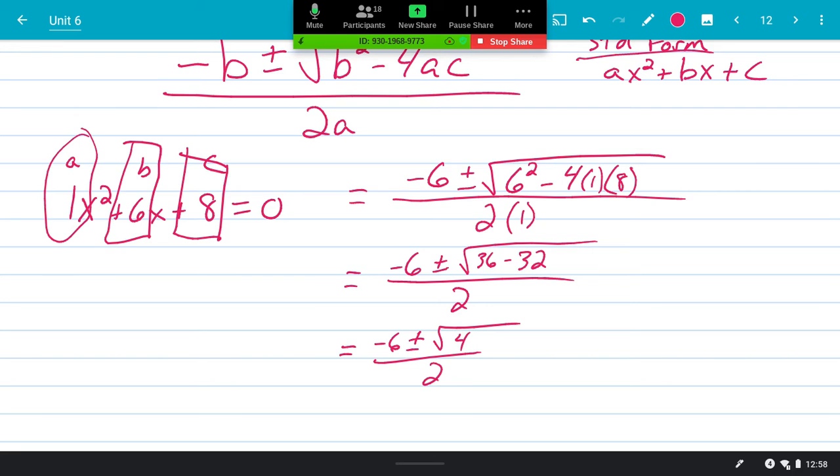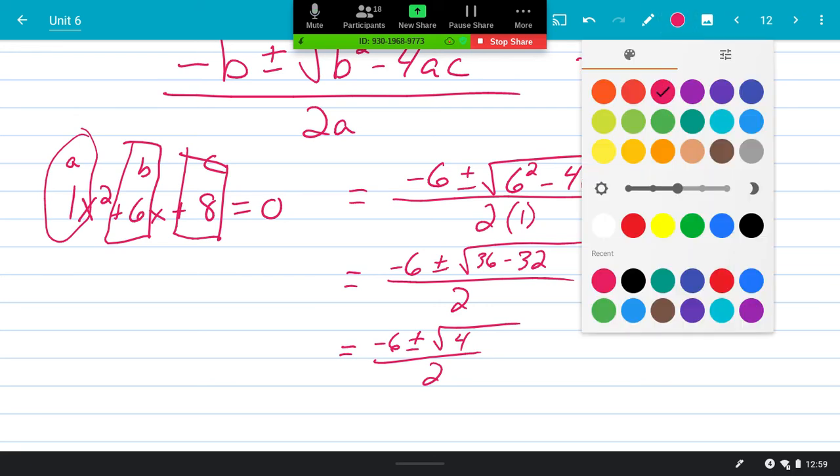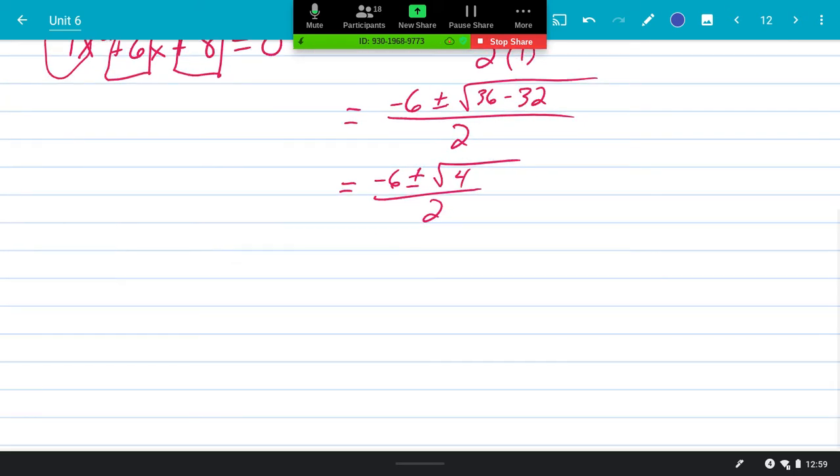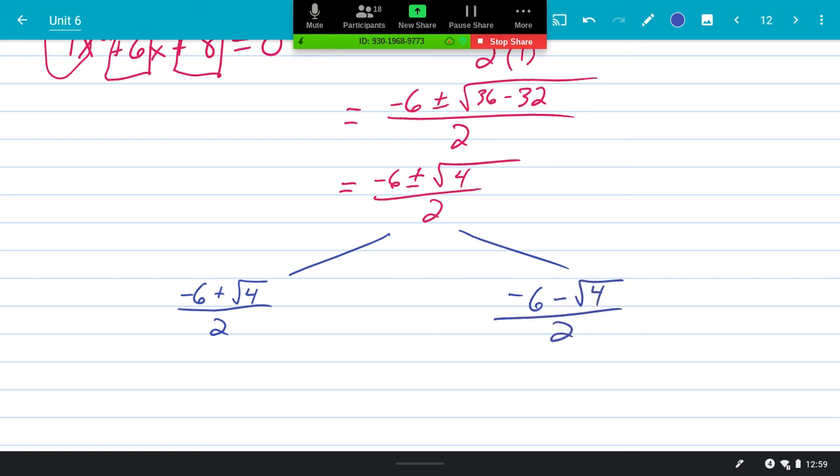Now, is there anybody out there who can tell me what this plus or minus deal is? What's that plus or minus thing? Well, that's actually two signs sitting on top of each other. And what it does is basically tells us, hey, we got two problems here. We have negative 6 plus the square root of 4 over 2, and we got negative 6 minus the square root of 4 over 2. Is everybody with me? I'm just working on my plugging and chugging.